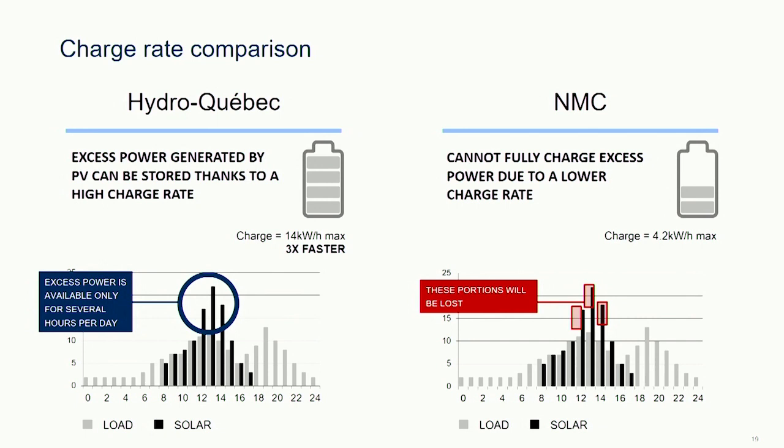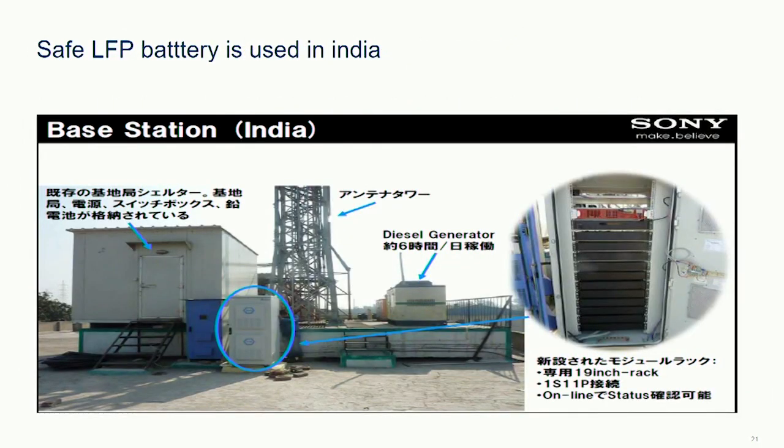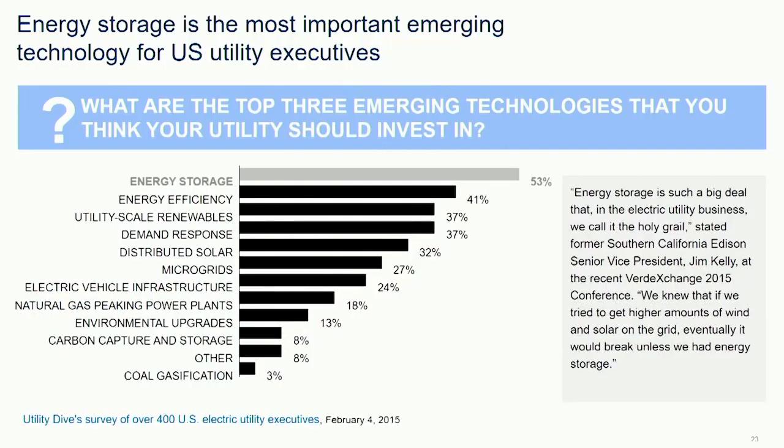This just explains what Hydro-Québec is developing: 3 times faster charge than what you can see in NMC, in Tesla batteries or other batteries. Our technology is used around the world, in Australia off-grid, and in India also for substations. Before, we had a joint venture with Sony, so we developed this technology for 4 years with Sony in Japan.